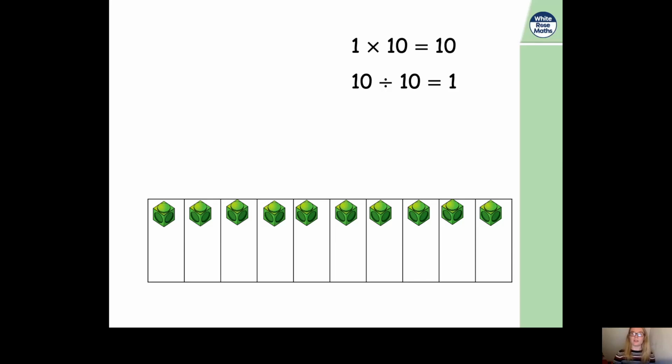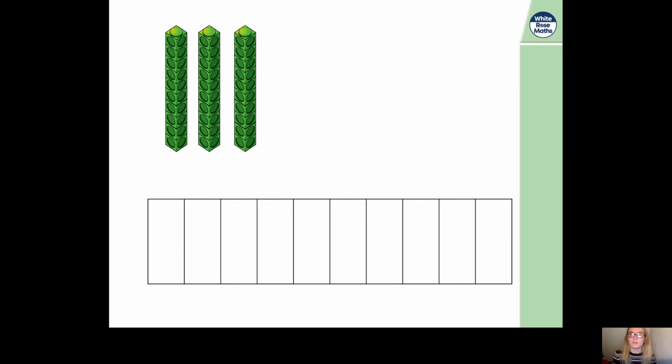Okay, I would like you to have a go at this one on your own. So for your multiplication number sentence, how many towers are there and how many are there in each tower? And for your division number sentence, how many are you starting with? How many groups are you sharing them into? And how many are in each group once you've shared them? Pause the video and have a think.